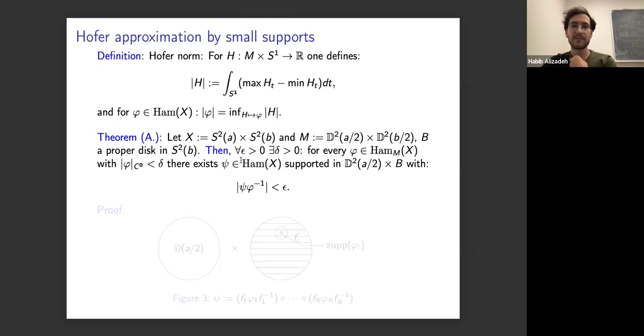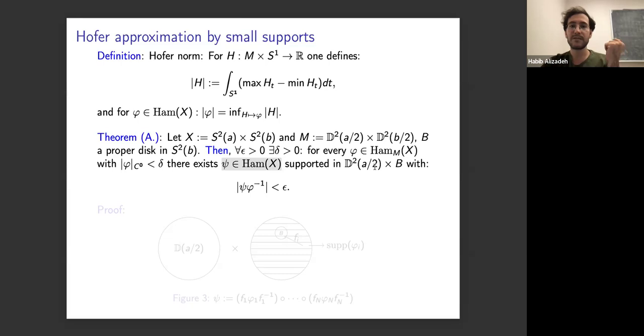And the statement is, for any epsilon, there exists a delta such that if the Hamiltonian diffeomorphism phi is C0 small enough, then there exists a psi that is supported inside disk times B and is epsilon far from phi in Hofer metric. So the Hofer distance of psi from phi is at most epsilon.